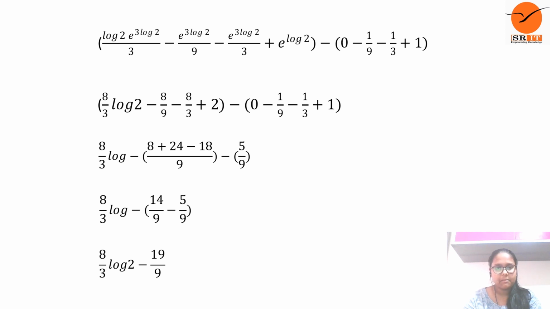8 by 3 log 2 minus 8 plus 24 minus 18 by 9 minus, 9 by 2... 8 by 3 log 2 minus 14 by 9 minus 5 by 9. 8 by 3 log 2 minus 19 by 9 is the final answer.